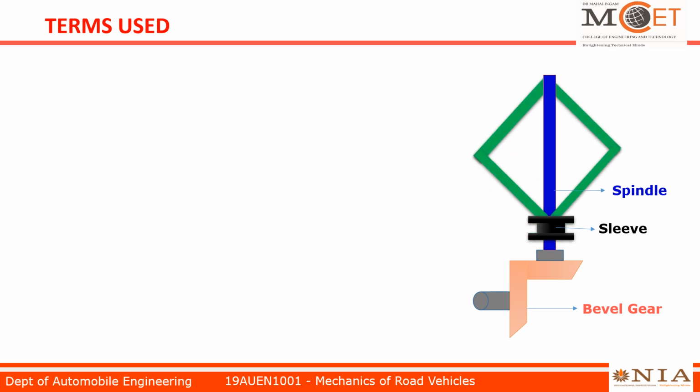We have 4 arms which are hinged on the spindle and sleeve: 2 upper arms, left and right, and 2 lower arms, also left and right. These arms are hinged at points which we call pivot points. The other end of each arm is fixed with a fly ball. It is also called governor ball or equilibrium ball, whatever it may be.